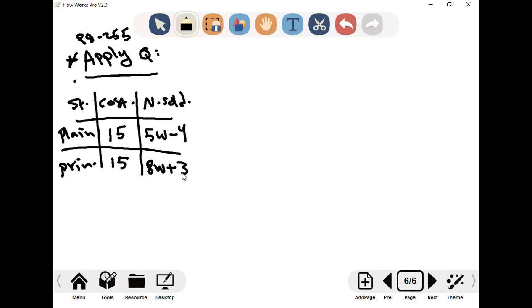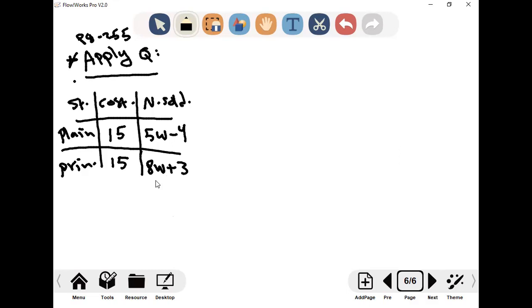So, let's read the question again. Bonnie owns a t-shirt shop where she sells plain t-shirts and printed t-shirts. The table shows the cost per shirt and the number of each type of shirt sold over W weeks. We don't know how many weeks, okay? Fine. After how many weeks? 25 weeks.